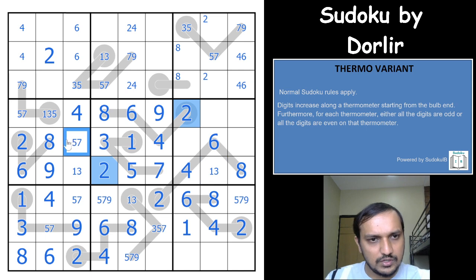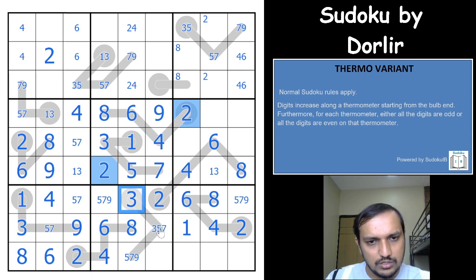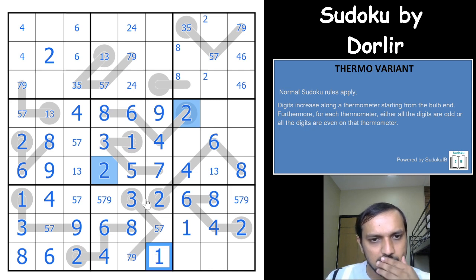This is 5 7. So 5 7 pair here. That eliminates 5 from this cell. This one would give you a 3 here. 5. Oh no. That will eliminate 3 from this cell and 5 from this cell. 5 7 9. So that gives you a 1 here. That 3 should give you a 1 here.